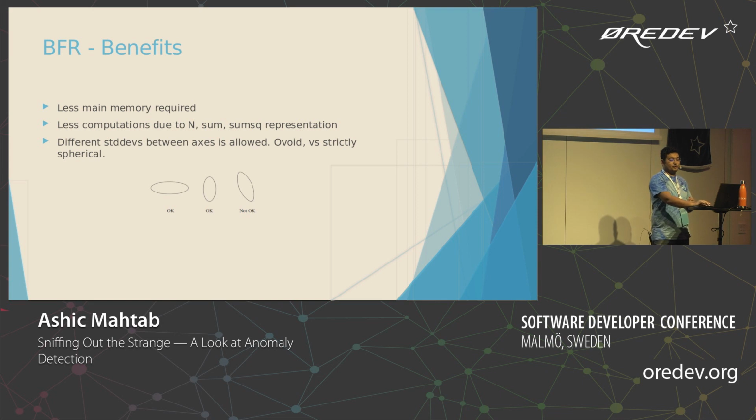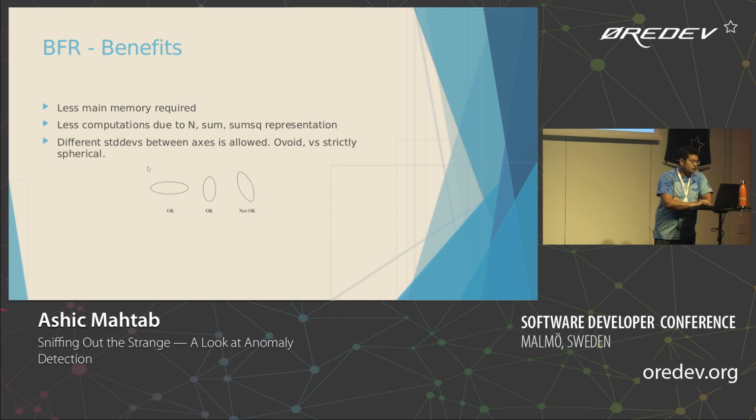Now, if different axes were to interact with each other, where instead of, say, along the x-axis and y-axis, there's some interaction terms where it's kind of off at an angle, then this will not work. Okay, the axes have to be completely independent for BFR to work.